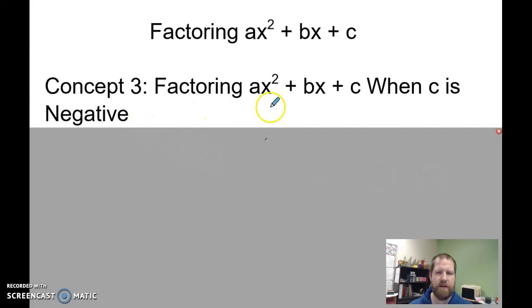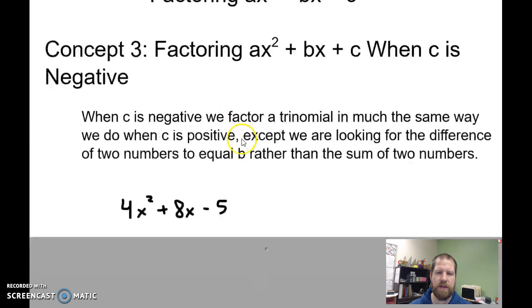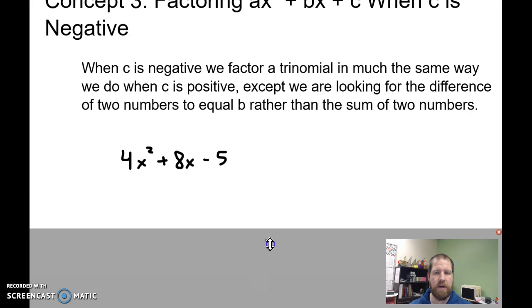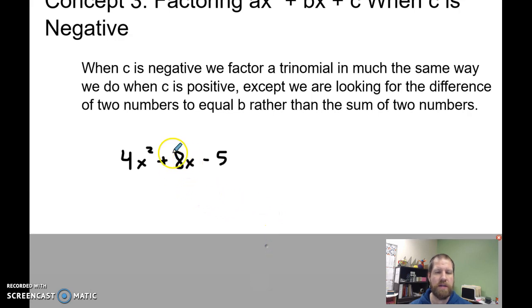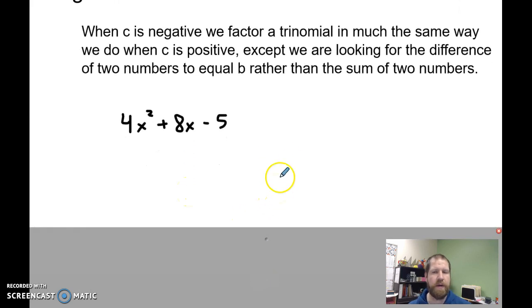Concept 3, factoring ax squared plus bx plus c when c is negative. Alright, so when c is negative, we're actually going to be factoring it really in much the same way, except when we are looking to split our middle term into two different terms. Okay, so we can start our factoring by grouping.